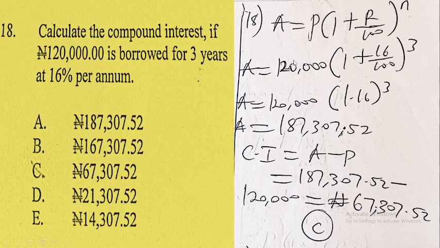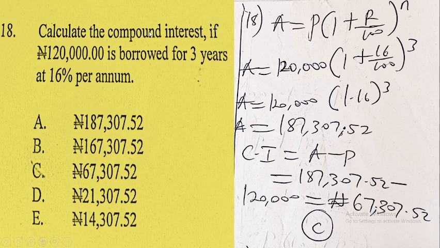Now the principal is 120,000, open bracket 1 plus rate, which is 16 divided by 100. Then the period is 3 years. If you simplify this bracket first, we have 1.16 raised to the power 3. Then if you simplify this, the amount is 187,307.52 naira. So this is the amount after the money has been compounded for 3 years.